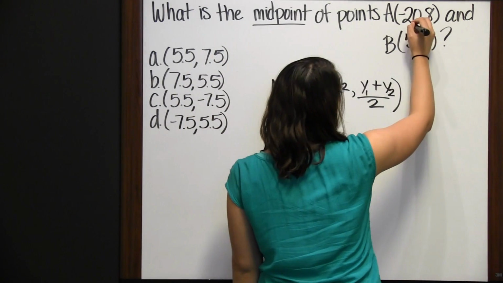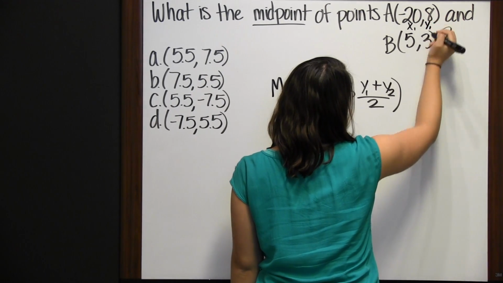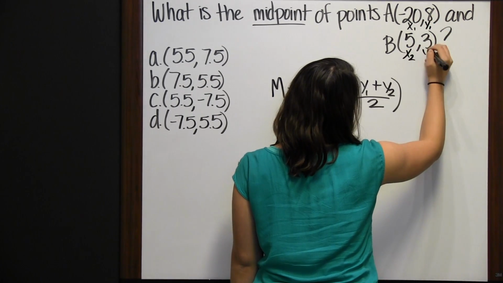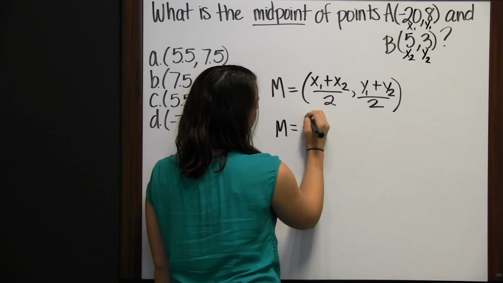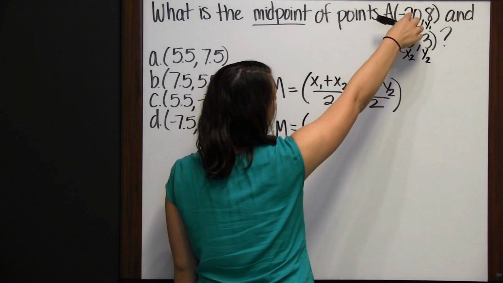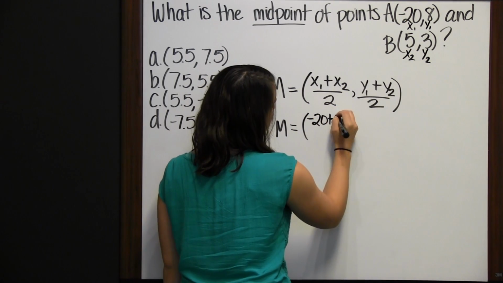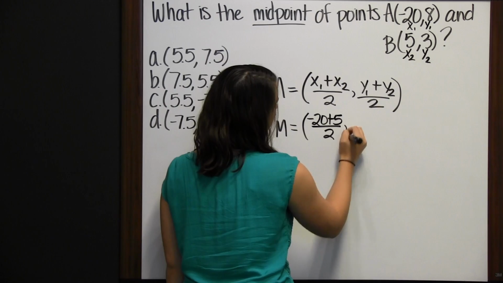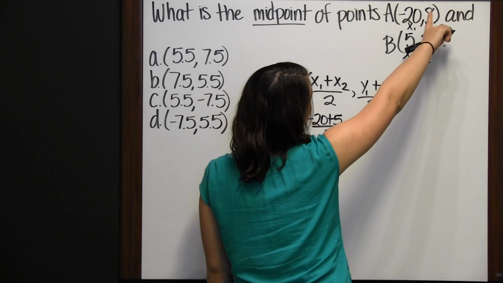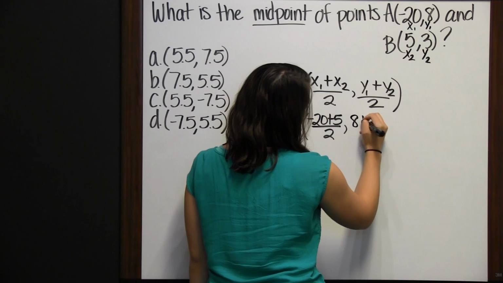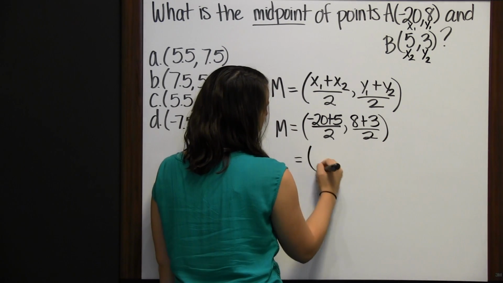So now I'm going to label my ordered pairs x1, y1, and x2, y2, so that now I can substitute. So my midpoint is x1 is negative 20 and x2 is 5, so negative 20 plus 5 divided by 2. And then I'll add my y's and divide by 2. So 8 plus 3 divided by 2. And now we just need to simplify.